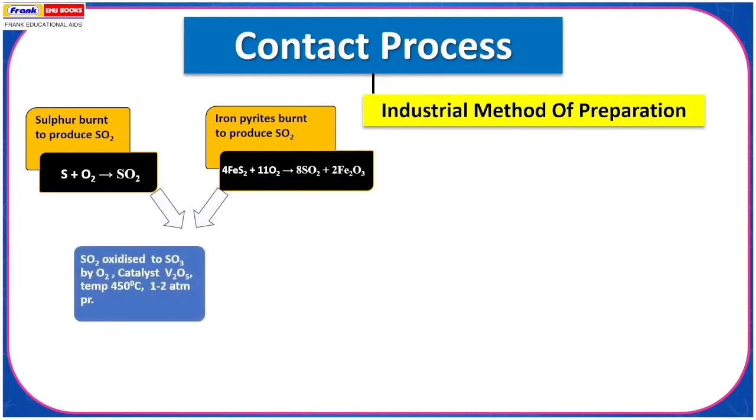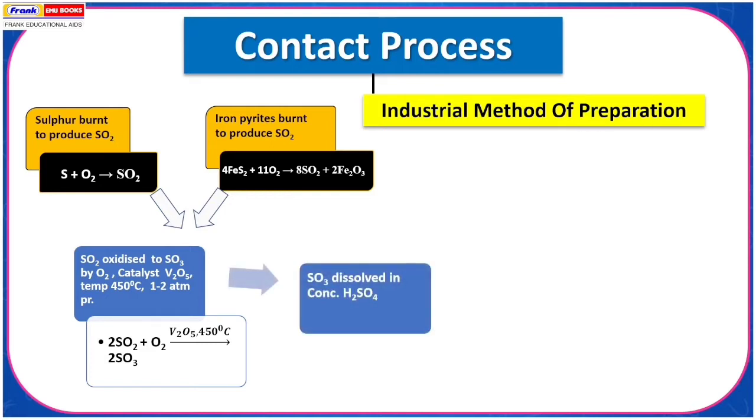SO2 oxidized to SO3 by O2. Catalyst V2O5. Temperature 450 degrees Celsius. Pressure 1 to 2 atm. SO2 reacts with O2 at 450 degrees Celsius in the presence of catalyst V2O5 producing SO3.